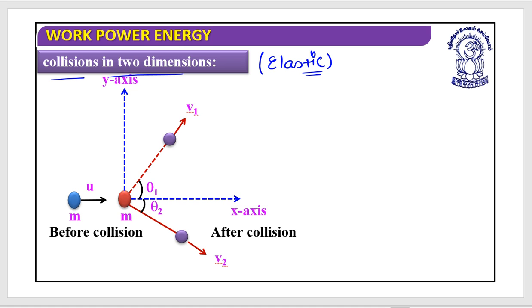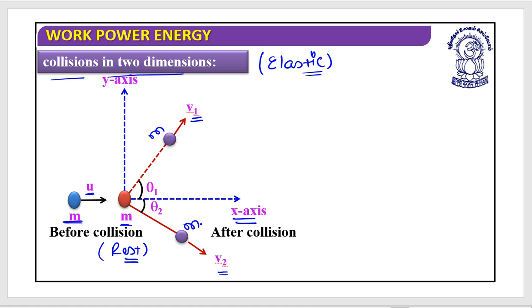We are talking about the elastic collision. So let's understand that this is mass m, which is moving with velocity u. This is another object having mass m, and initially it is at rest, and now they are going to collide with each other. After collision, one of the masses moves in this direction with velocity v2, and another object having mass m moves in this direction with v1, and they make angles of theta 1 and theta 2 respectively with the x-axis. So this is the situation.